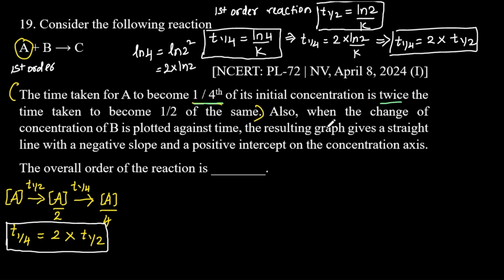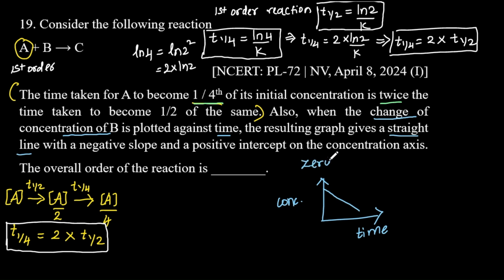The next part of the question is, when the change of concentration of B is plotted against time, the resulting graph gives a straight line with a negative slope and positive intercept on the concentration axis. So for the reactant B, we are plotting the graph between concentration and the time. So we get the graph as straight line with the negative slope. So we know that for a zero order reaction only, we plot the graph for concentration and time. So for B, for the reactant B, it is zero order reaction.